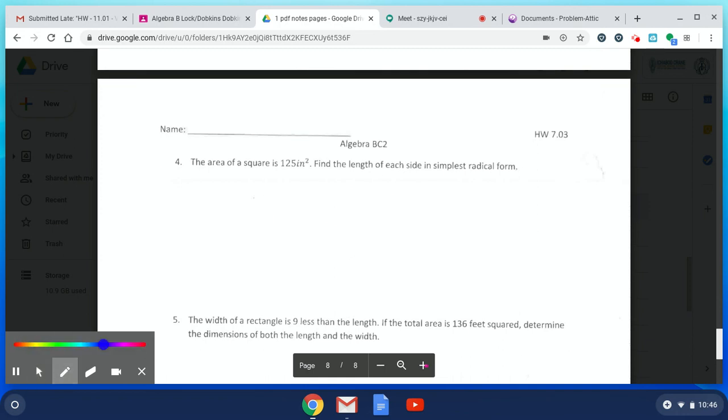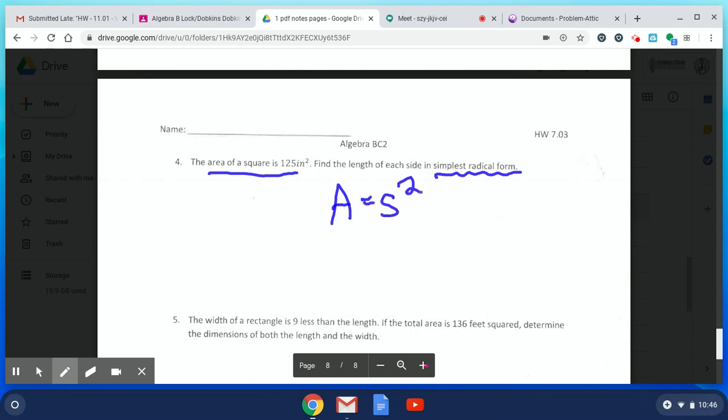All right. So that's like a little hint that our answer isn't going to be a decimal for this. So the area of a square is 125 inches squared. So the formula we just used was A equals S squared. So we're going to put 125 in for A equals S squared.